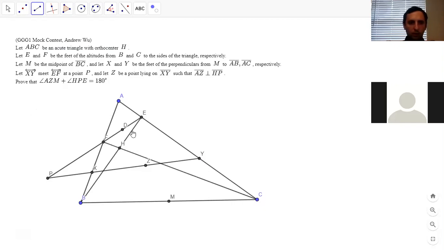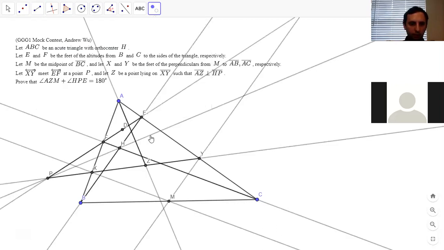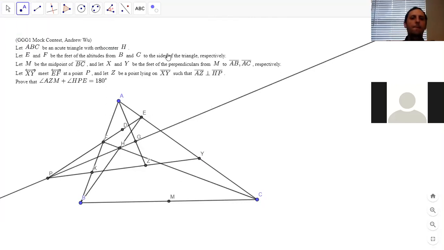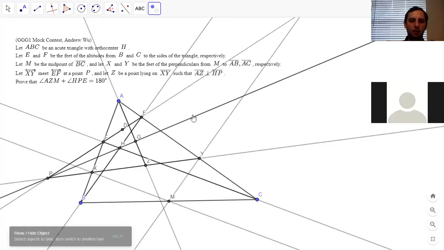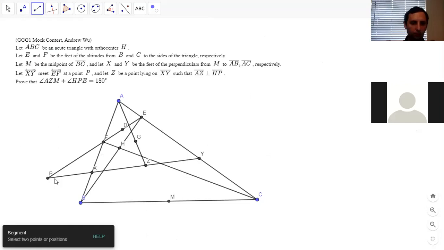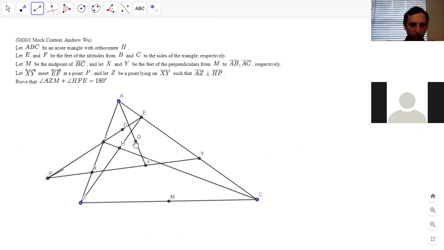What is Z? AZ is perpendicular to HP. Okay. So I might want to unhide this and just draw the intersection point and then hide it. So we want to show AZM plus HPE is 180.